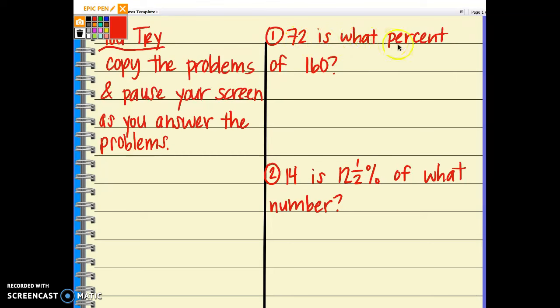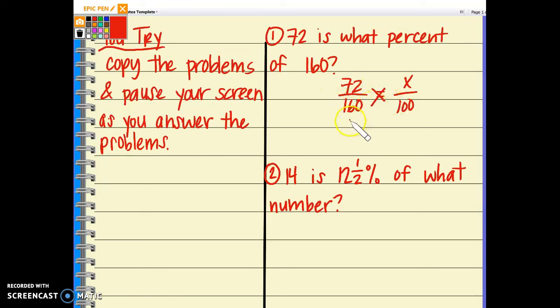So 72 is what percent of 160? Alright, so we're solving for what percent this time? So we're solving for the number over 100. The "is" is 72, that's the part. The "of" would be 160, that's the whole.